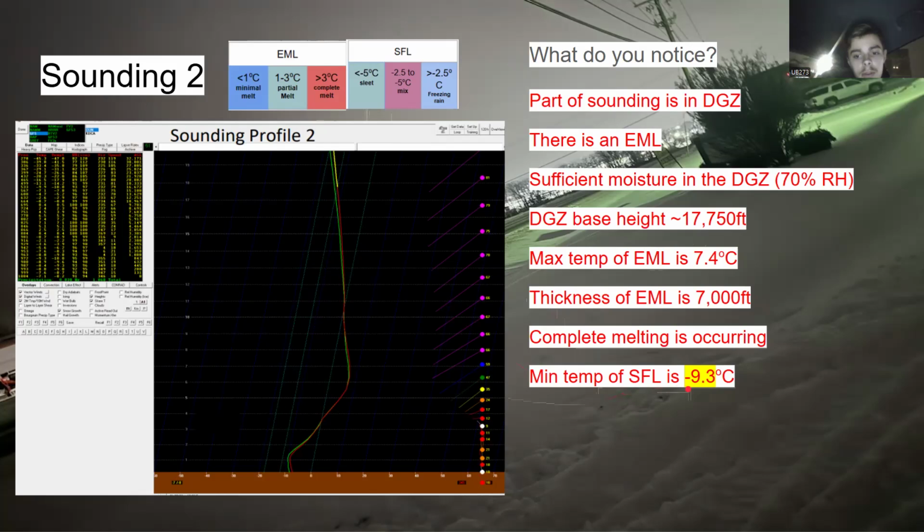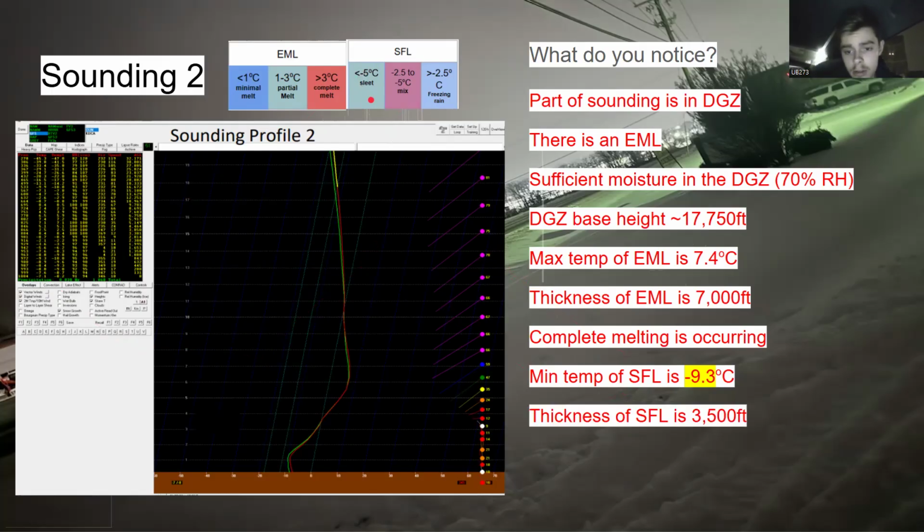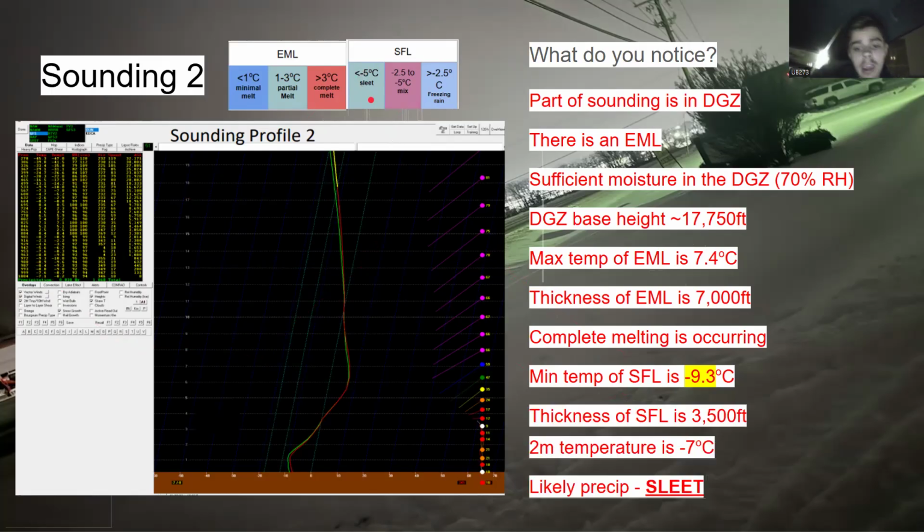The minimum temperature of the surface freezing layer, though, goes down to -9.3 degrees Celsius. You can see that right here. It's very hard to see, but it's in the data right there. So that is below -5 degrees, so sleet is actually what we're going to have in this case. That's why I put that yellow. So even though we have a complete melt, it's able to refreeze with that temperature. That's something important to realize: you have to look at multiple things, not just one thing.